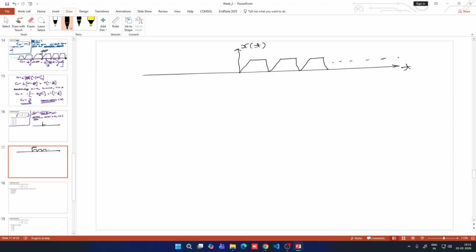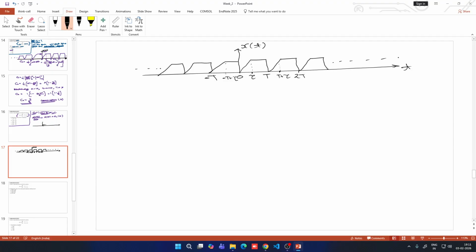Since it is periodic, it will repeat like this. So it's 0 here, this is tau, this is T, and after T it repeats, because this capital T is the time period. So again here will be T plus tau, and this will be 2T. Same thing, this will be minus T here, and this will be minus T plus tau.